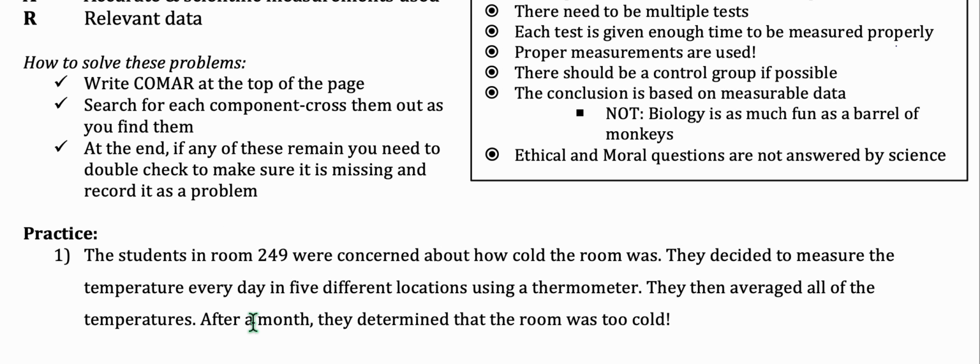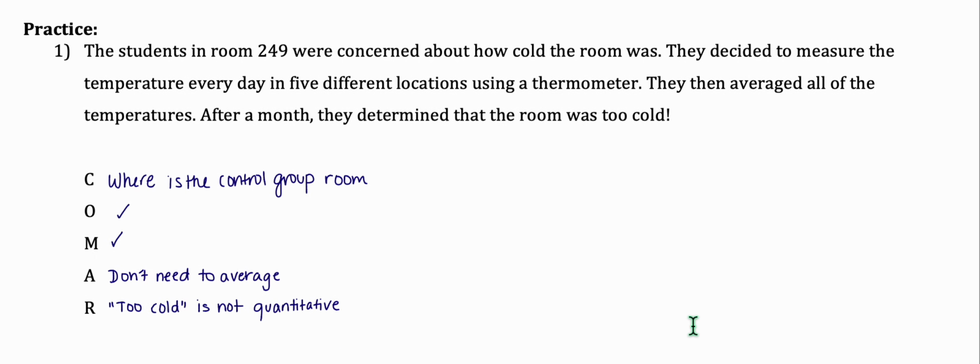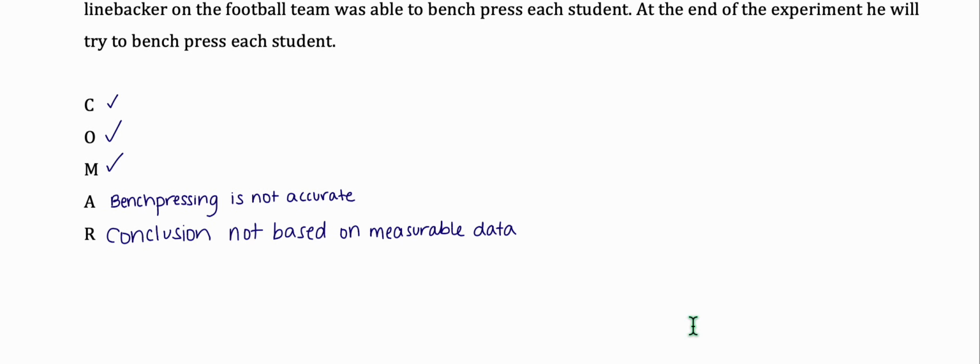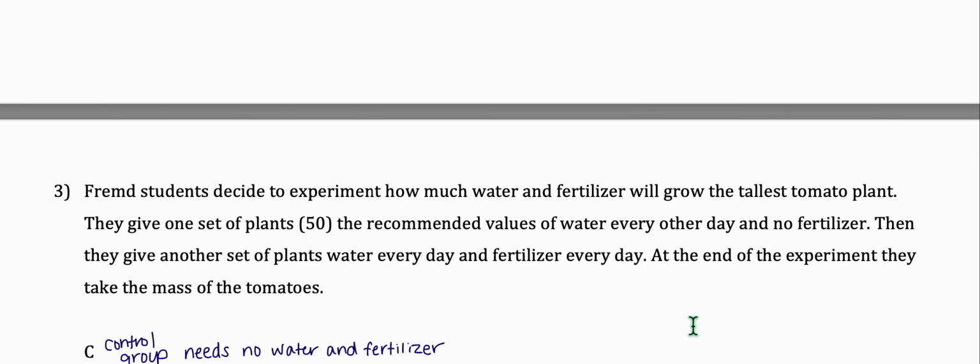And then they averaged all the temperatures. After a month, they determined that the room was too cold. So that at the end there is not very relevant, because how cold? Not once did we see an actual temperature in degrees Celsius or degrees Fahrenheit. So here was my analysis of that. We're going to scroll through here. Okay, so this one's good.